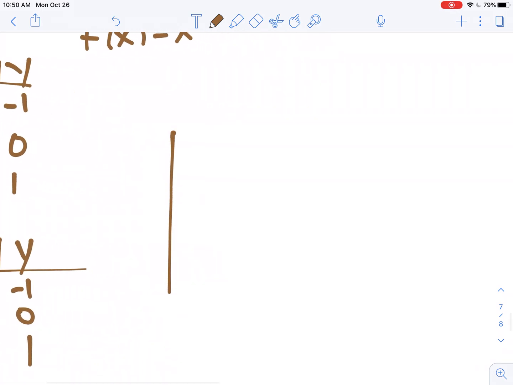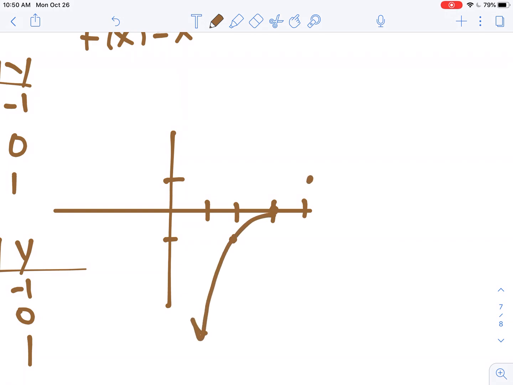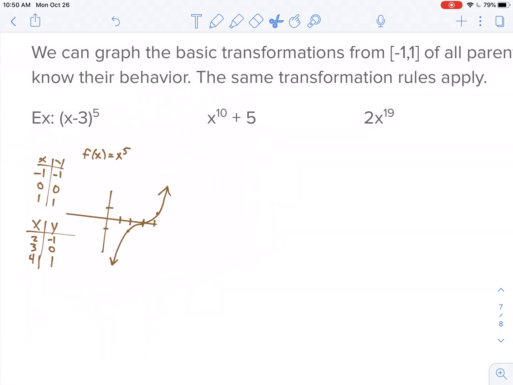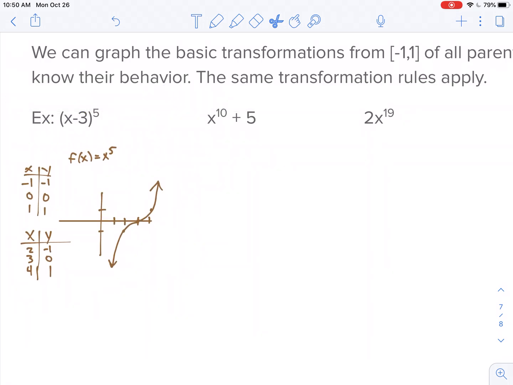So my function now looks like this. I've got my origin happening here. I've got a point 2, -1, and I've got a point, and I can draw kind of that x to the 5th shape. That's what it's going to look like. It's just that simple. I know that that's the table of values for its parent function, and I can do that simple transformation right there.